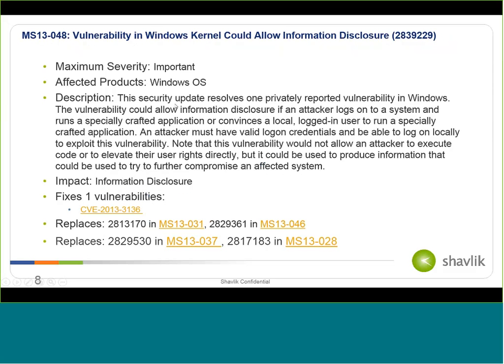The next update is a vulnerability in Windows kernel, which could allow for information disclosure. It's only rated as an important. It affects all the Windows operating systems. It resolves one privately reported vulnerability in Windows that could allow information disclosure.